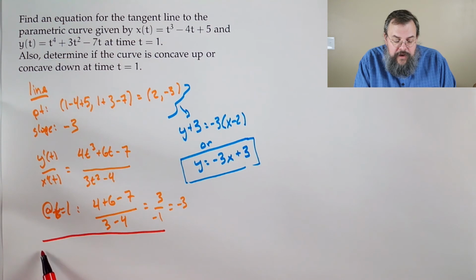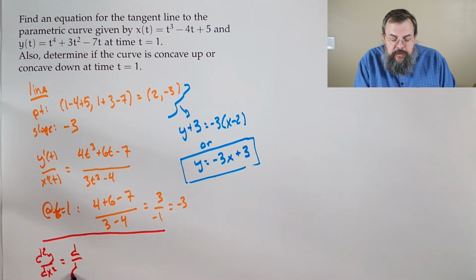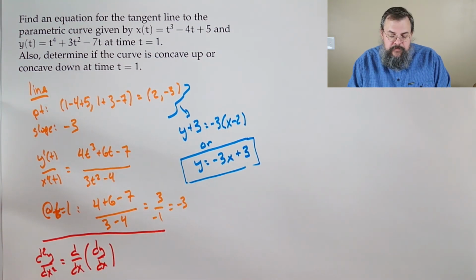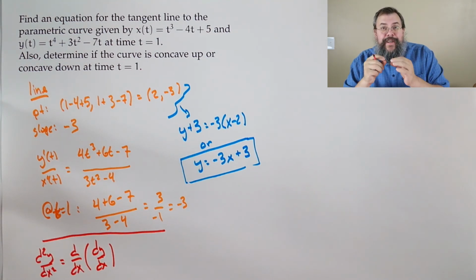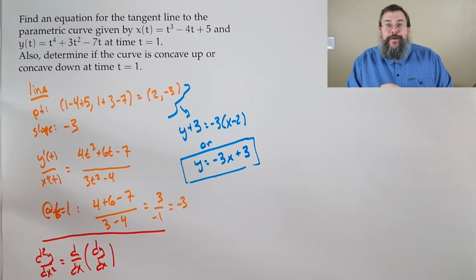So we can think of our second derivative, d squared y dx squared, as taking the derivative with respect to x of dy dx. Now, here's where you have to be careful when you're working with parametric curves. It doesn't just mean take two derivatives of y or two derivatives of x.